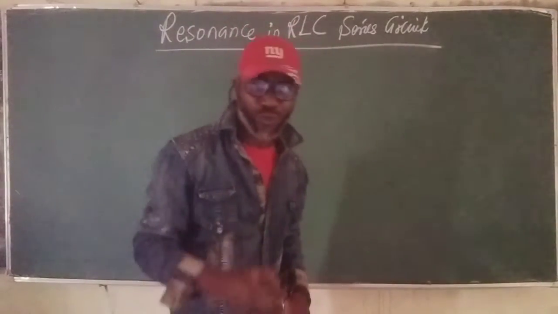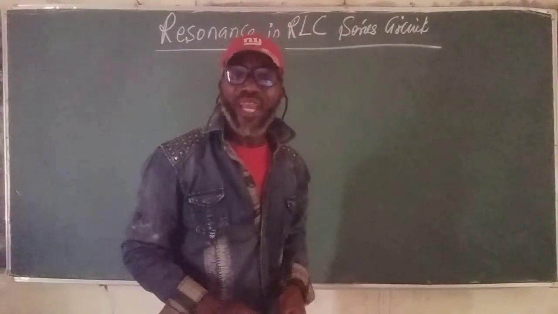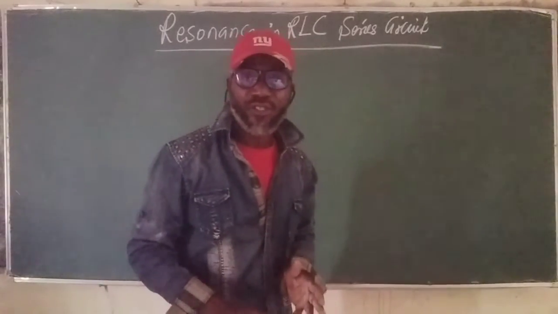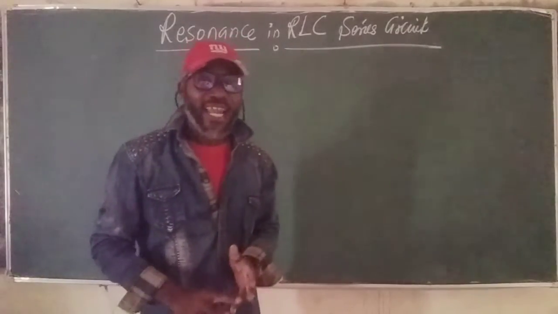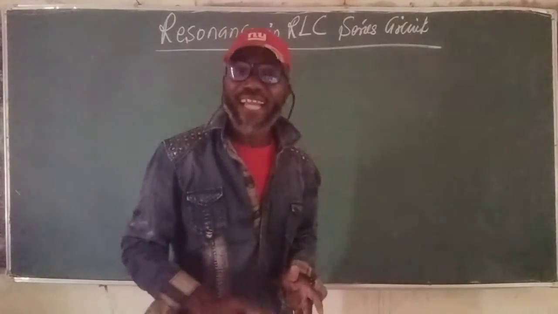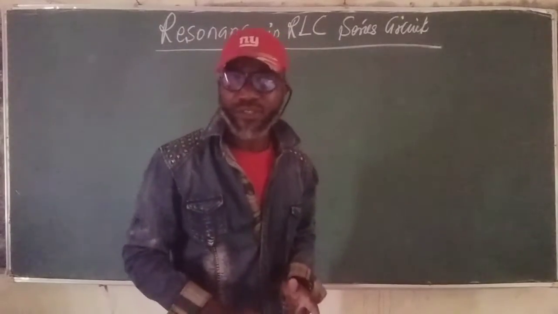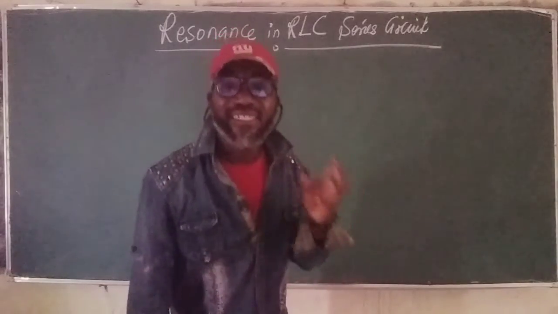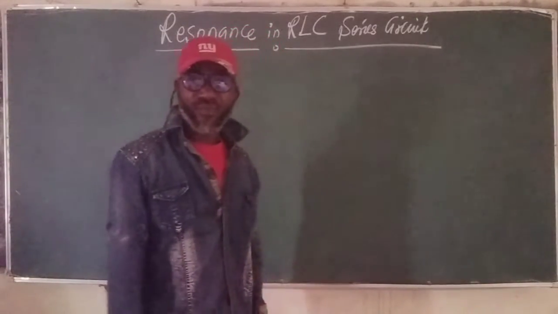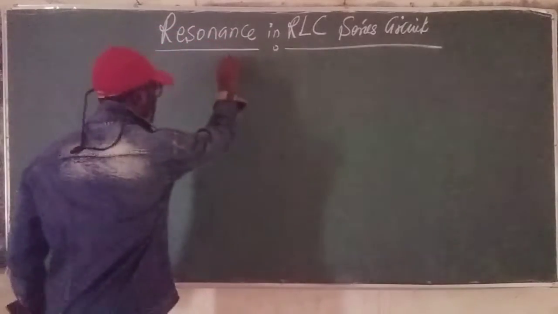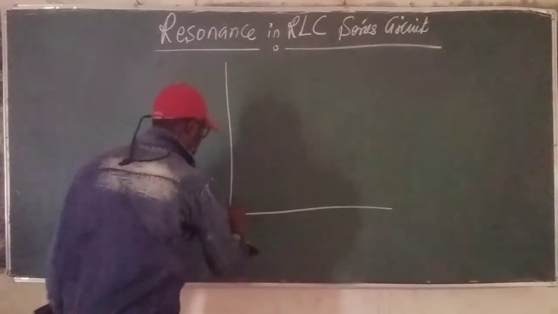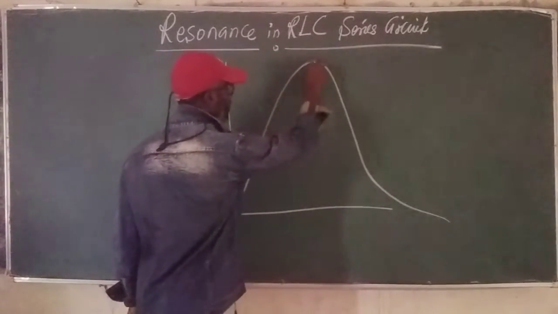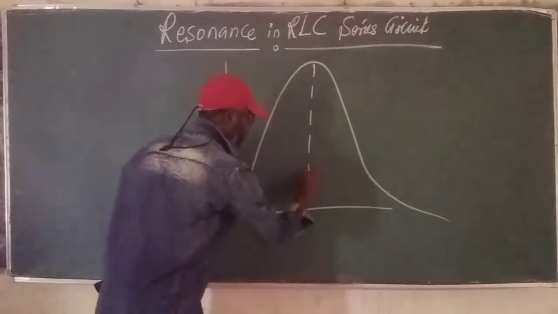If we have understood the concepts behind when a resistor is connected in an AC circuit, when a capacitor is connected in an AC circuit, and when an inductor is connected in an AC circuit, it is time for us to understand what resonance in an AC circuit is all about. So resonance, simply we are going to represent it in this form, but it makes a lot of sense to us. And this is very, very important.